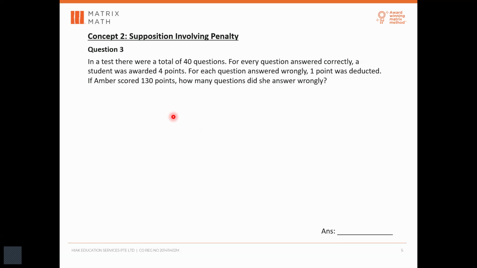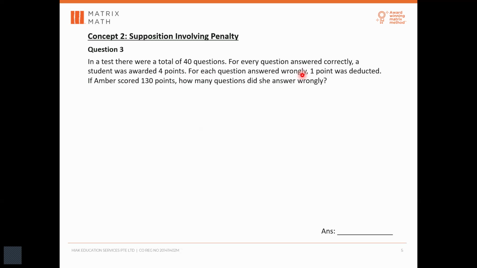Okay, so how do we identify that this is actually a supposition involving penalty? You know what a penalty is? Some of you may say soccer, right? Penalty kick. So penalty is like when you are penalized or punished in a way for it. So here, if you answer it wrongly, not only do you not get the mark, but you get marks deducted. You get marks taken away. You lose marks. So this is the indication that this is with penalty.